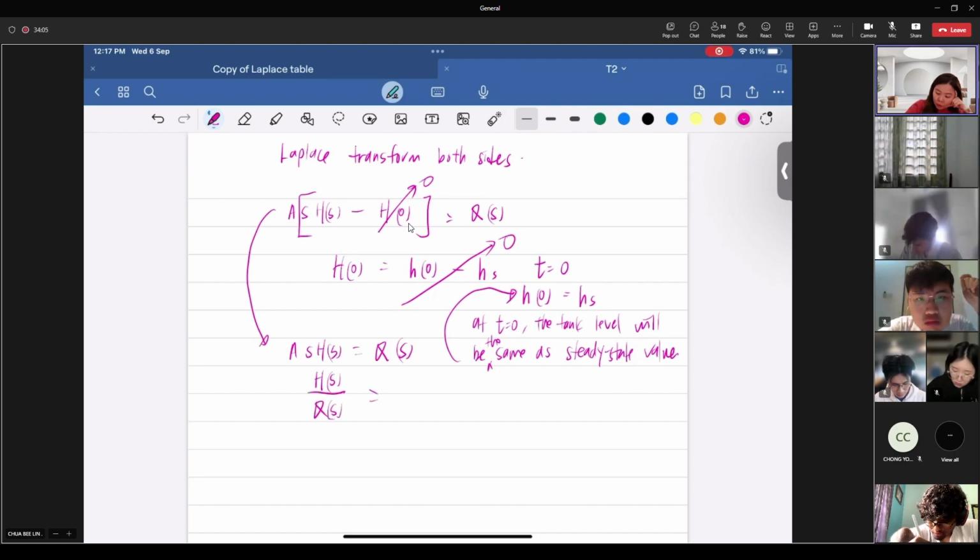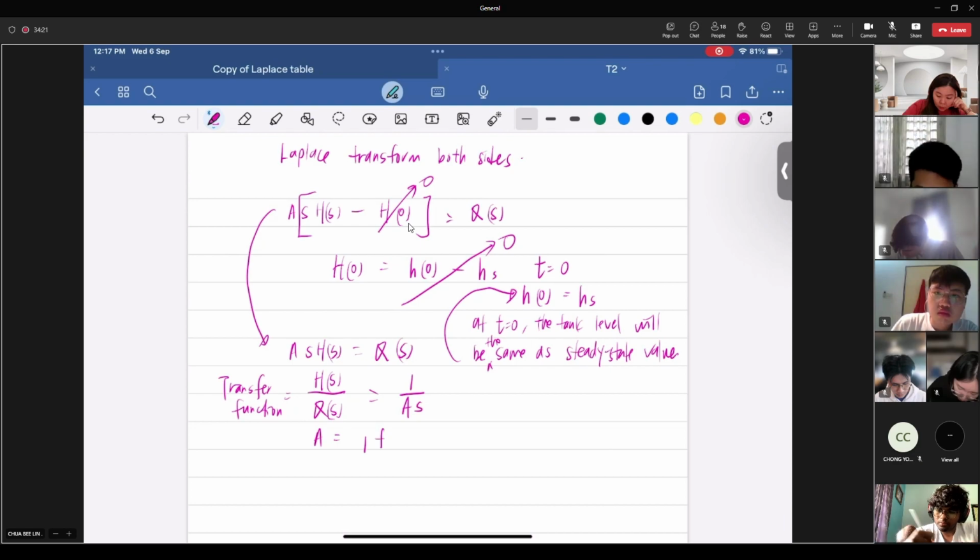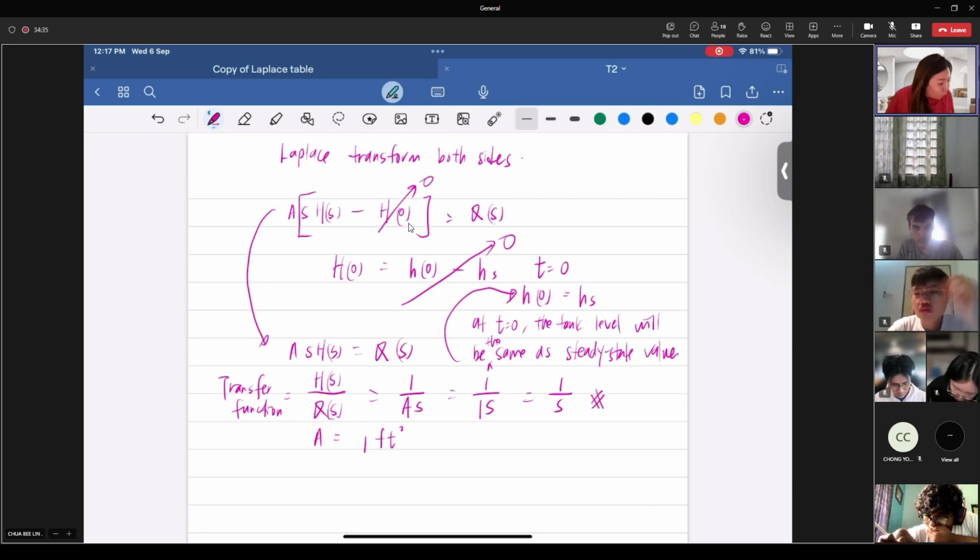So this is the transfer function. You'll be having 1 over AS. And A is given in the question as 1/2 feet square. So therefore it is 1 over 1S. Answer is 1 over S. Complete. So this is question 1A. Then we have question B. So now we have the 1B.